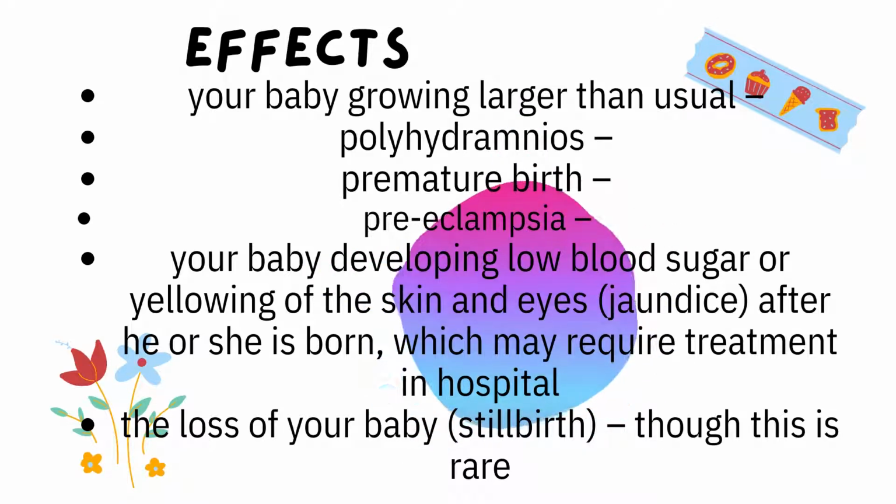Your baby may develop low blood sugar or yellowing of the skin and eyes, jaundice, after he or she is born, which may require treatment in hospital. The loss of your baby at stillbirth, though this is rare.